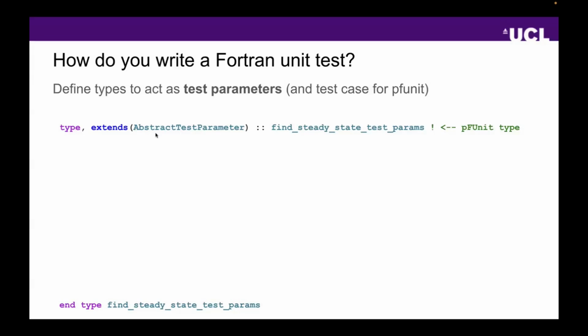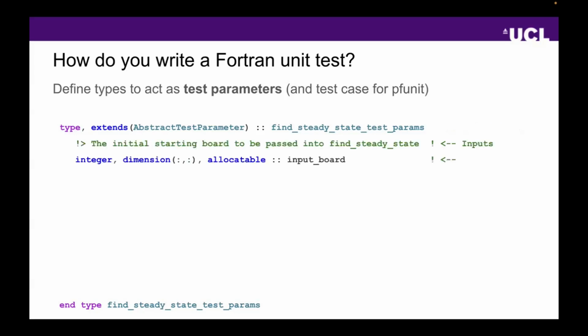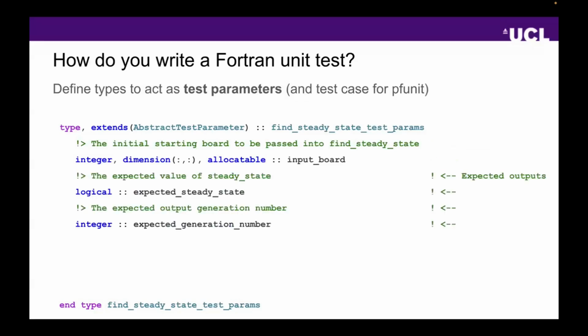This is a base type that is provided by the funit library, abstract test parameter is what it's called, and this allows funit to understand that this is a parameter type and know how to handle it. So that's very important to do. We then define the inputs that we've just seen from the signature. So this is going to be the input board, exact same type as the subroutine we're testing. Then we have our outputs. In this case, I'll call them expected outputs, because if I set the value of input board, I in theory know what the expected output should be. Define those in the test parameter type as well.